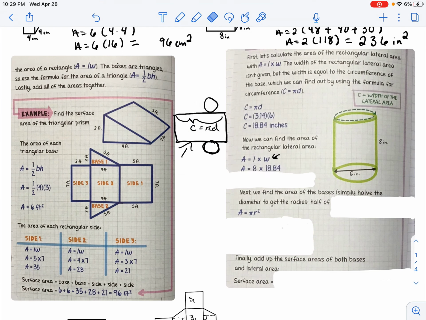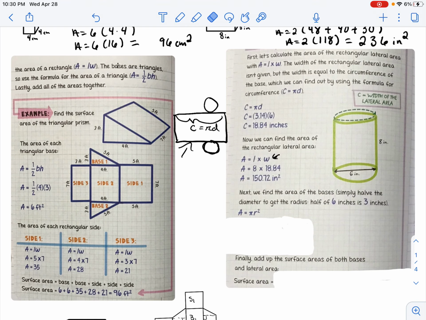Okay, so that's going to be 8 times 18.84, because our height is given to us right here as 8, and then we found our circumference right here. So we're going to multiply those together. That's going to give us 150.72 inches squared. Okay, so we've found our rectangle. Now we have to find the surface area of the two circles.